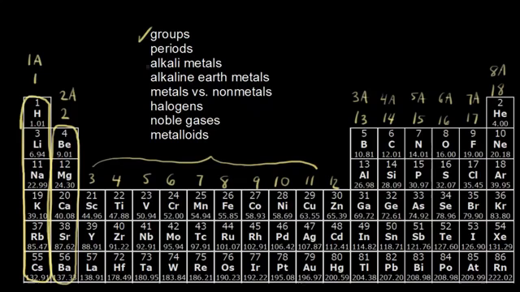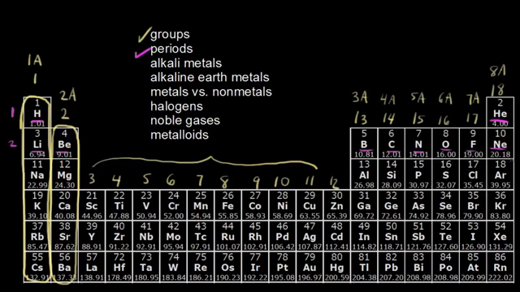And so let's move on to the concept of periods, right? So a period is a horizontal row on the periodic table. And so if I look at period 1, and I just move across my periodic table, right? Hydrogen is in the first period, and so is helium. I move on to the second period, so lithium, beryllium, boron, carbon, nitrogen, oxygen, fluorine, and neon.